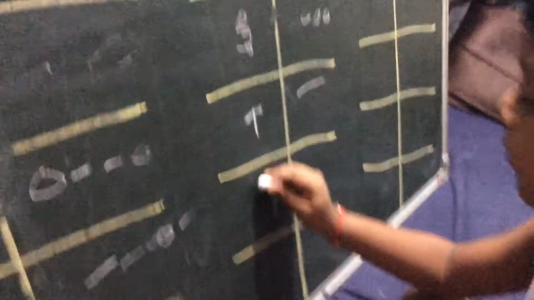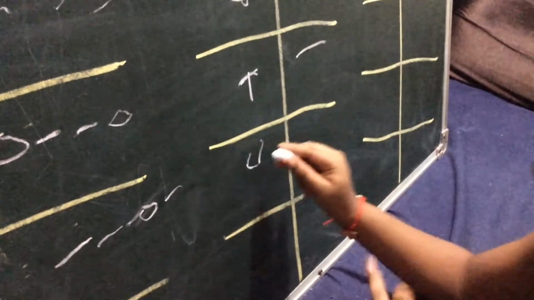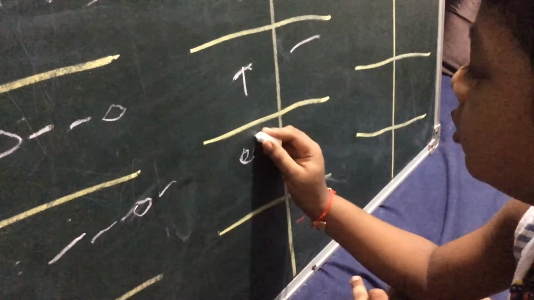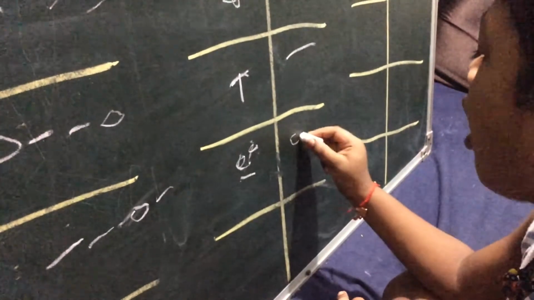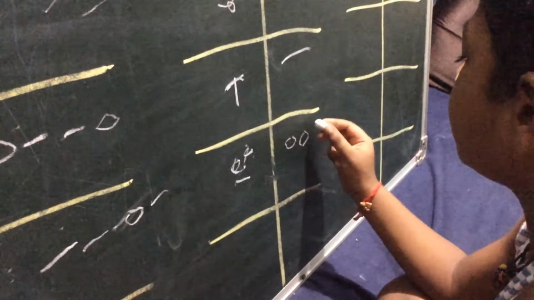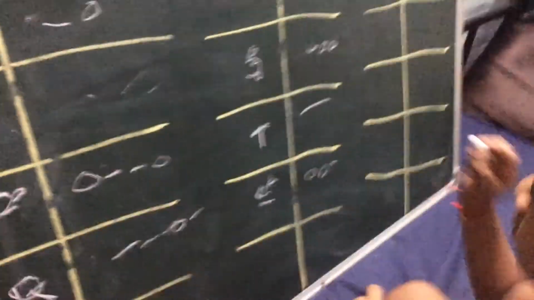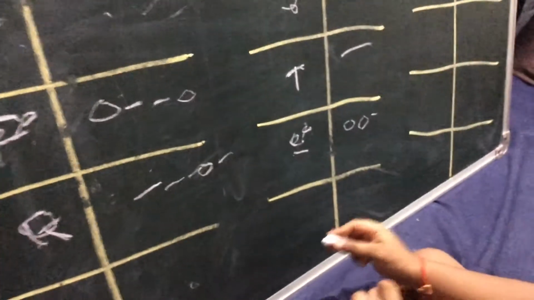Yes. Okay. Now U. Now see, here this U is dot, dot, dash. Okay. So, dot, dot, dash. The U is having dash down. Okay. Now V.